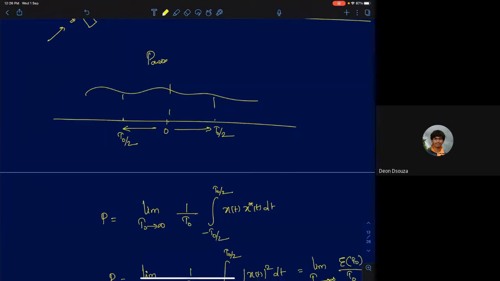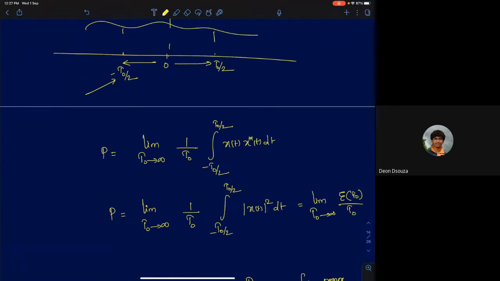First, compute the energy of the signal. Define an interval T naught. This T naught has nothing to do with the signal, it's just an arbitrary variable. Define a time interval of duration T naught seconds. Let's assume the signal is going from minus infinity to plus infinity. Then around 0, define an interval of minus T naught by 2 to plus T naught by 2, and calculate its squared integral. If you see this integral here, integral from minus T naught by 2 to plus T naught by 2 of x of t into x star of t, x conjugate of t, dt, this is nothing but energy computed in an interval of T naught.